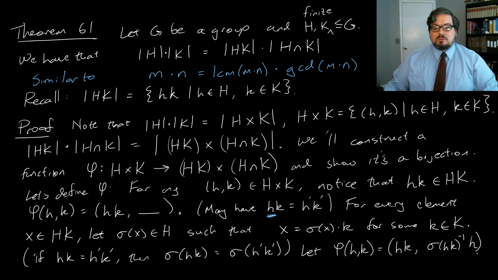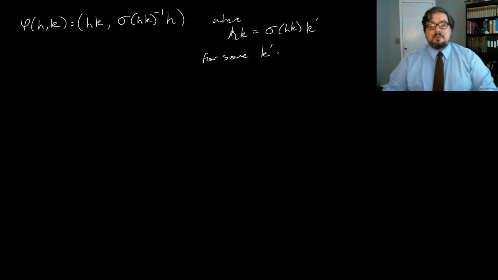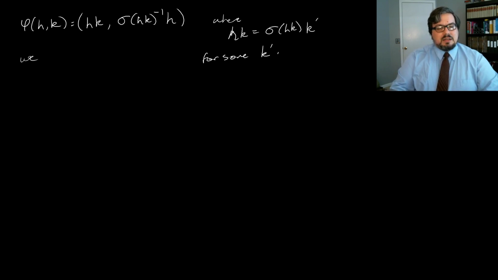So let's take all of this stuff up to a new page and record all of the relevant info. So we have phi of (h, k) is going to be equal to the pair hk comma sigma of hk inverse times h, where hk is going to be equal to sigma of hk times, let's say, k prime for some k prime. But the point is that sigma of hk only depends on the element hk, and not its particular representation with this particular h and k. All right, so we claim phi is a bijection.